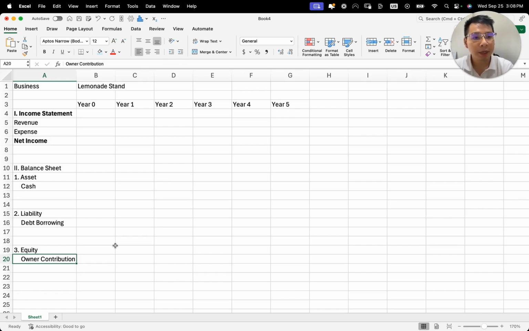Now, this equity will grow over time if you start making money. So think about it: if you start with some money, it will grow over time. Where do you put that money? There's a section called retained earnings.